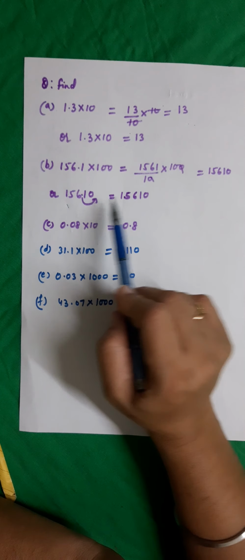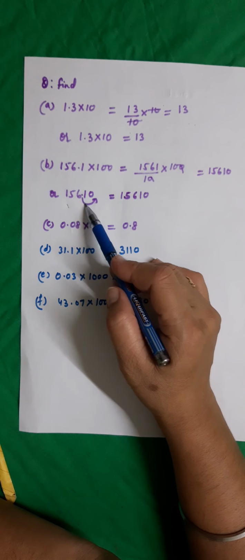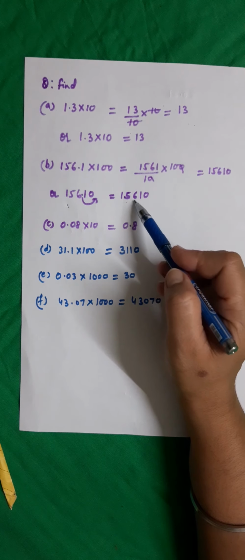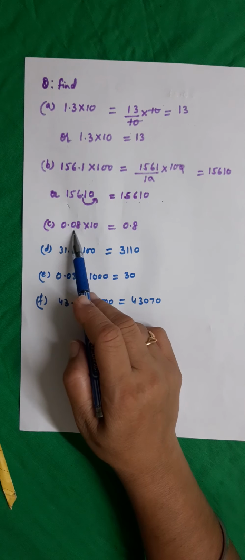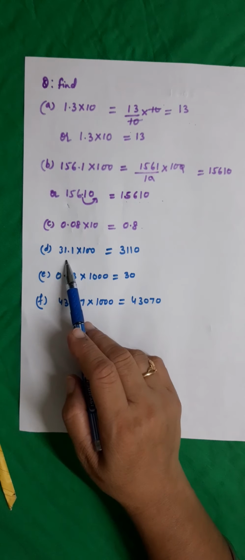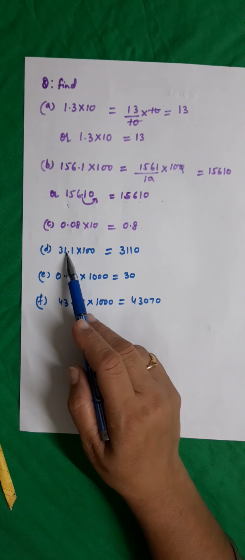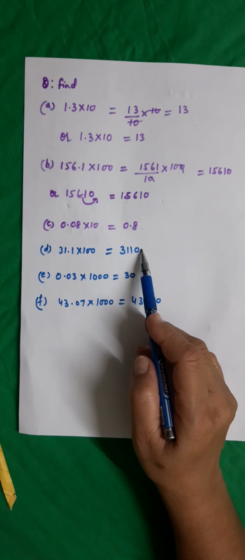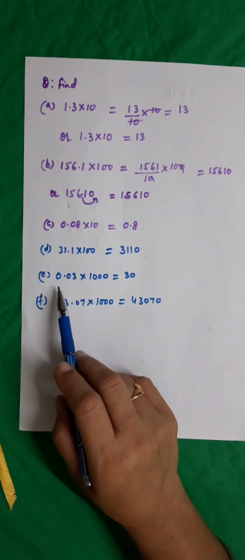156.10, you have to multiply it by 100. So the decimal will move 2 places this side. So I will write here 15610. 0.08 into 10. So the decimal has to move 1 place here. So it will be 0.8. 31.1 into 100. So the decimal has to move 2 places here. But there is 1 place only. So I will put a 0 here and make 1 more place. So my answer is 3110.